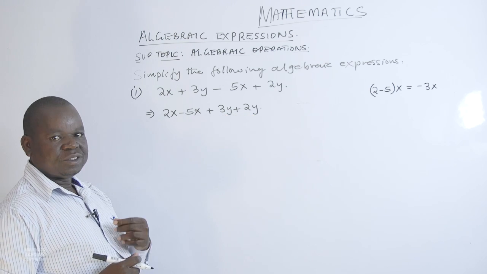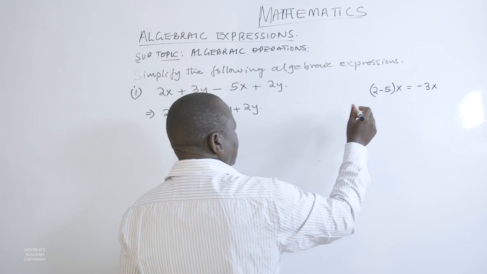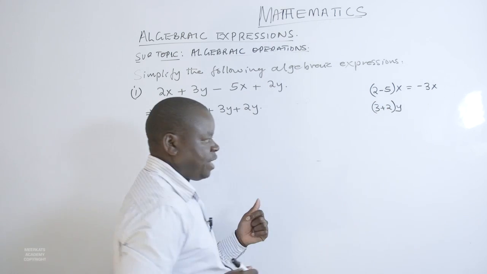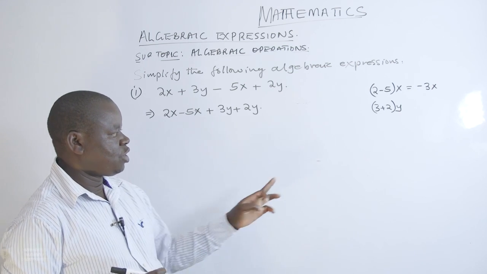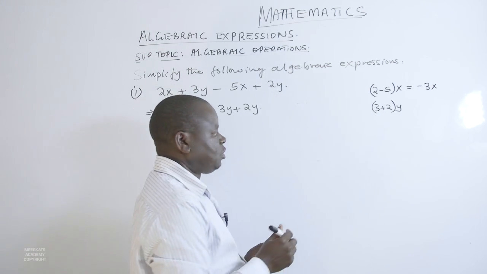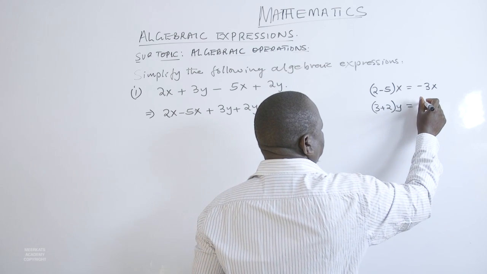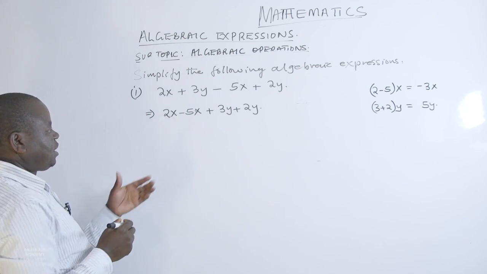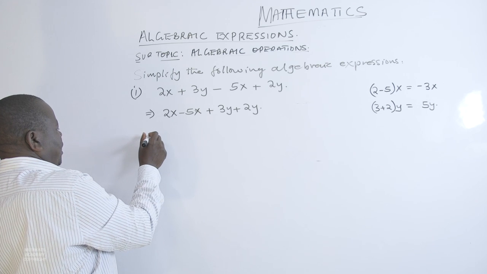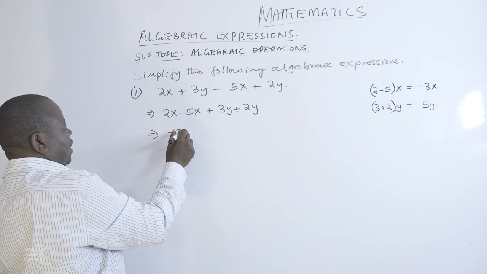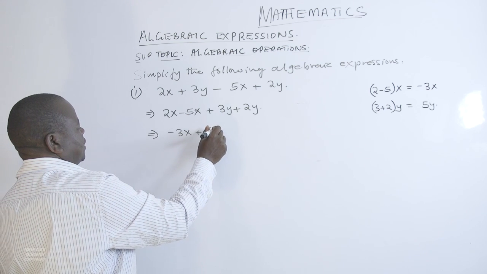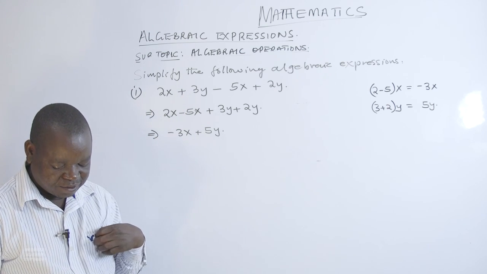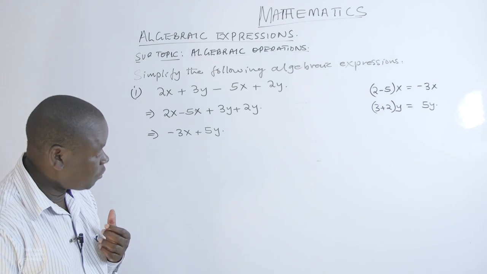Then for this part here, we have 3 plus 2, we multiply by y. So 3 plus 2, the result will be 5y. So our algebraic expression simplifies itself to be negative 3x plus 5y. That is the most simplified form of this expression that we can write. Let's look at another example.